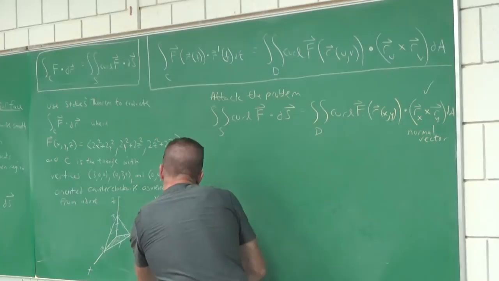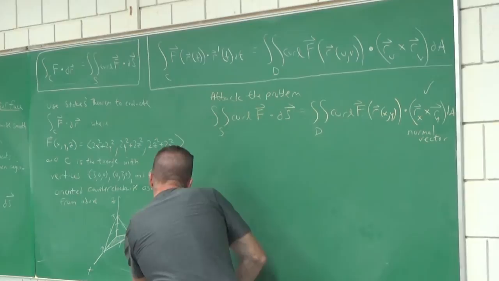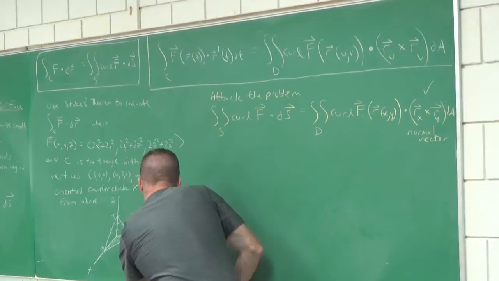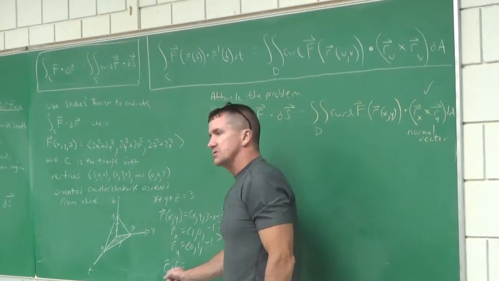1, 0, and? That's why I want to do it with you. It's pretty easy to do. 1, 0, negative 1. What's Ry? What's the partial with respect to Y? 0, 1, and? Negative 1. Now, this is going to be interesting. When we get this, we're going to make a connection with stuff we've done previously in this course. What's Rx cross Ry? What's the cross product of those two partial derivatives?